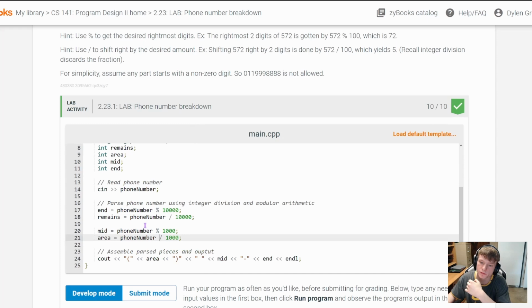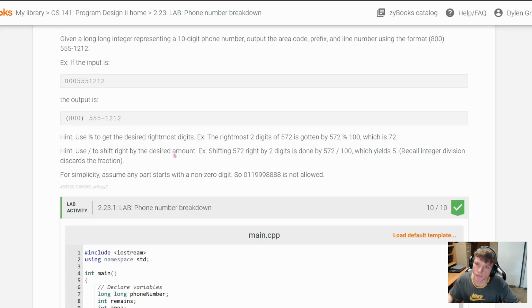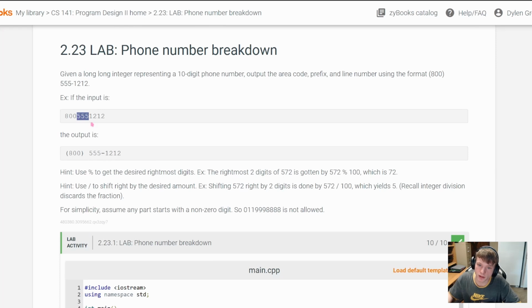Then we want to continue in this process and get the middle part of the phone number. So if we look at the middle part, it's just going to be the last three digits of the new variable that we just assigned, right? So remains contains 800,555 if this is the input for phone number, and we just want to take the last three digits. So how do we do that? We use modular arithmetic, right? So now instead of getting four digits, we want to get three digits. So then we're going to take the modulus of 800,555 by 1,000 instead of 10,000 because we only want the three places.